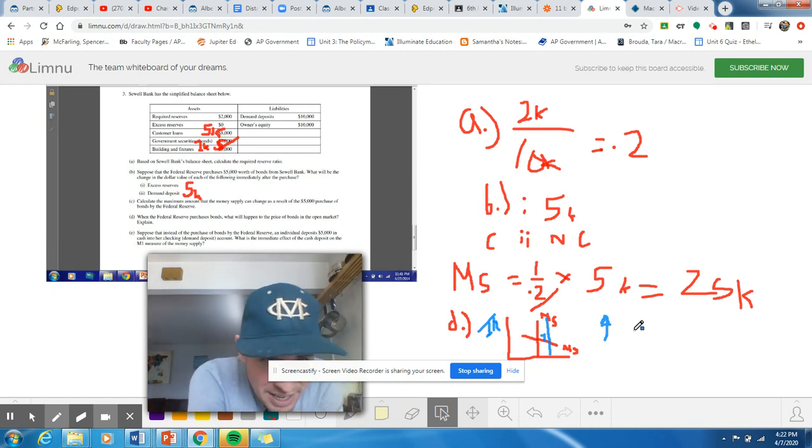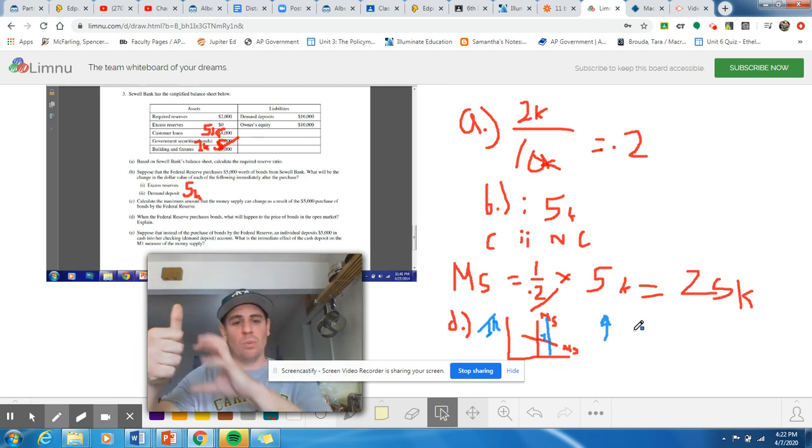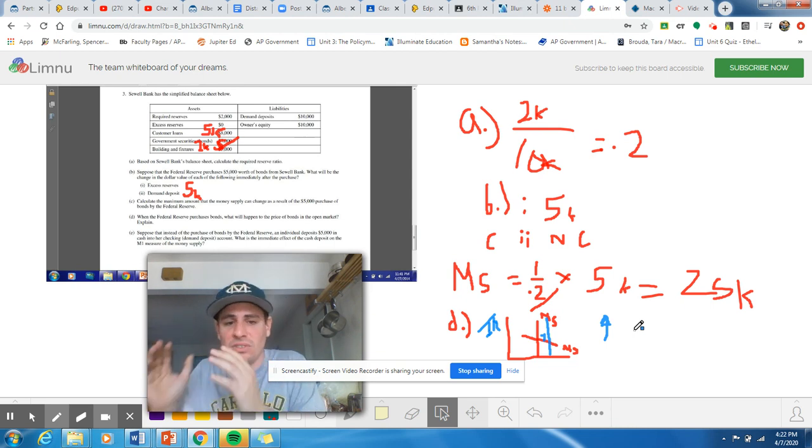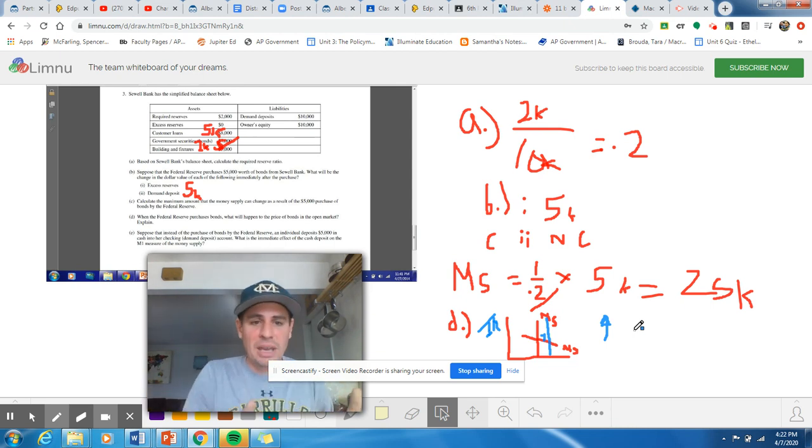E, suppose that instead of the purchase of bonds, there is an initial deposit of $5,000 in cash into the checking account. What is the immediate effect of the cash deposit on M1? Well, when I had $5,000 as cash, does that count as M1? Yes, it does. When I take that $5,000 from cash and give it to the bank and they put it in demand deposits, is that still M1? Yes, it is. So there's no change in the M1 money supply, whether it's cash or whether I convert it into demand deposits. It's still the 5,000. It's still considered M1, the most liquid form of money.